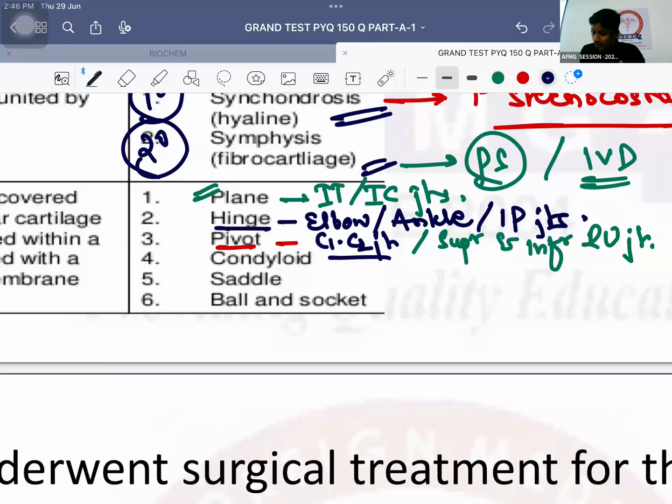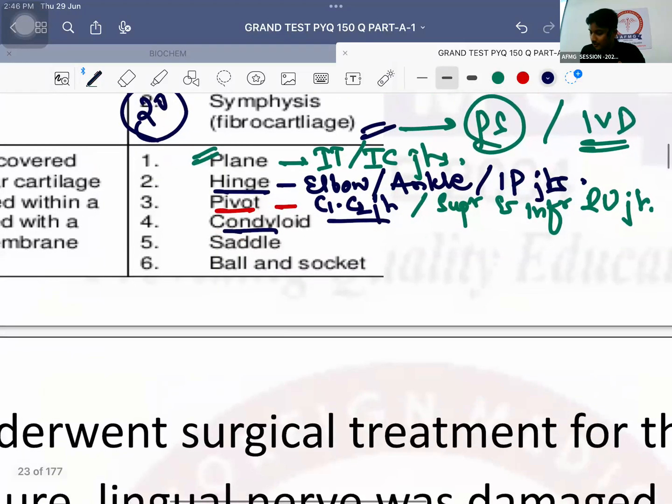Next is the condyloid joint. Condyloid joint is also called condylar joint, or the ellipsoid joint. The best example is the temporomandibular joint. Okay, so the temporomandibular joint is the best example of the condyloid or ellipsoid joint that has been asked.